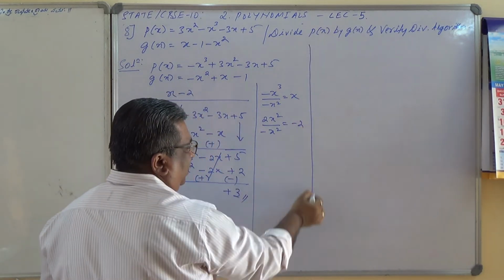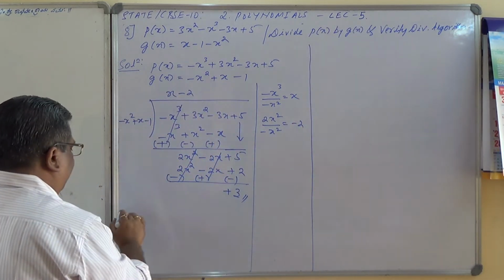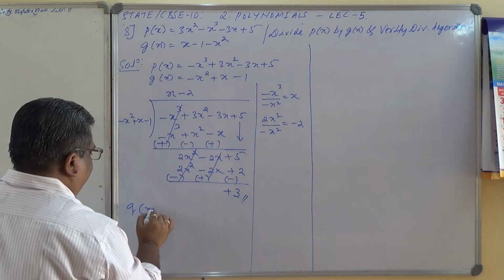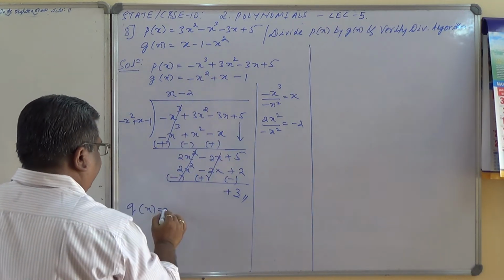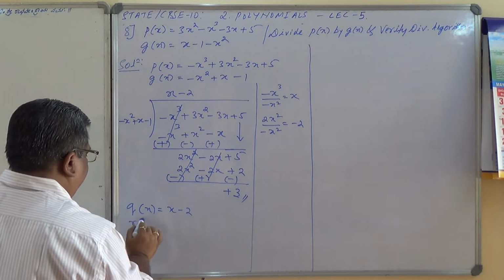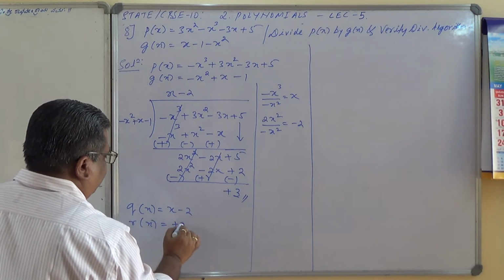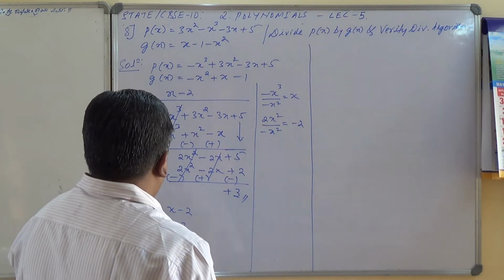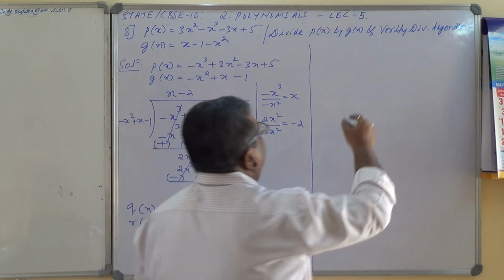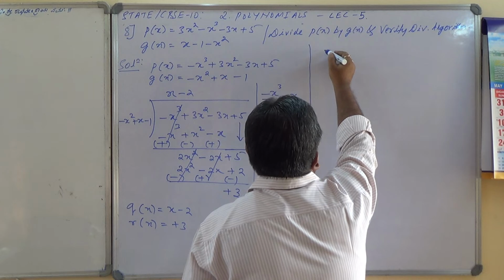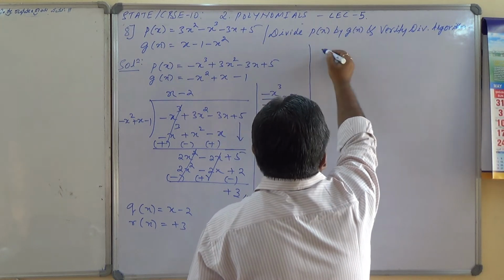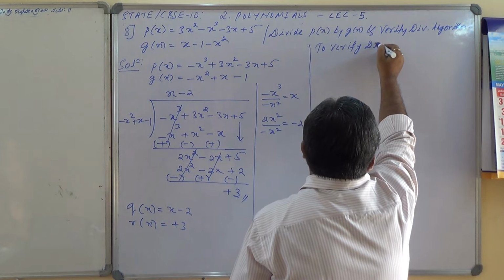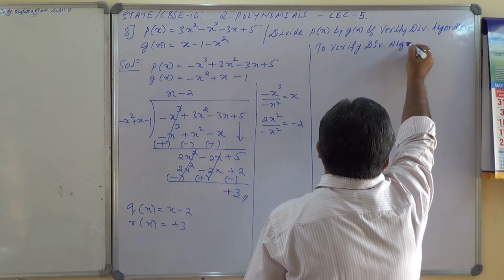So to verify the division algorithm, let me write here p of x already written, g of x I have written. Therefore q of x is equal to here, what is the quotient? X minus 2, and r of x is plus 3 here. Is it right? Okay, so let us verify the division algorithm and see. To verify the division algorithm, I write.